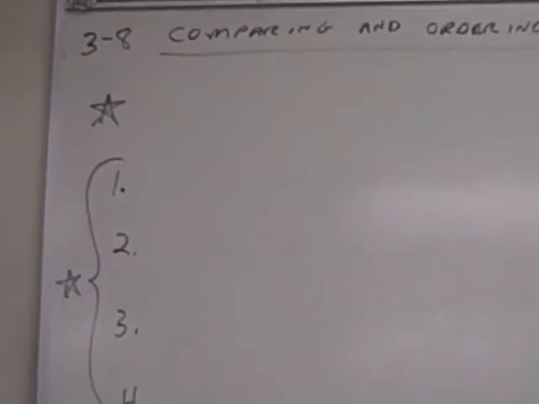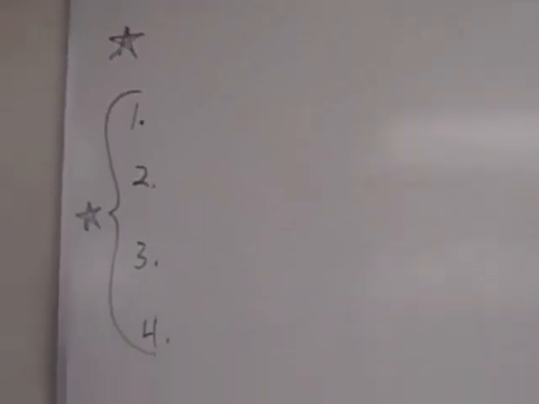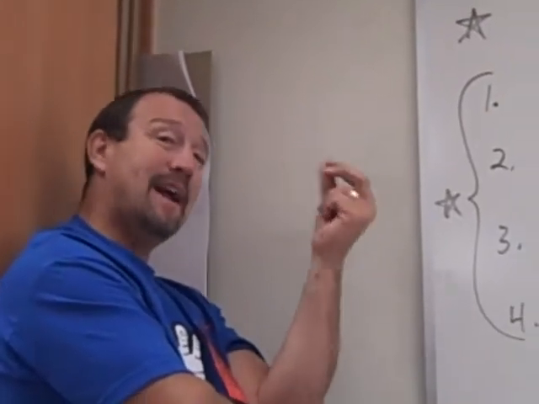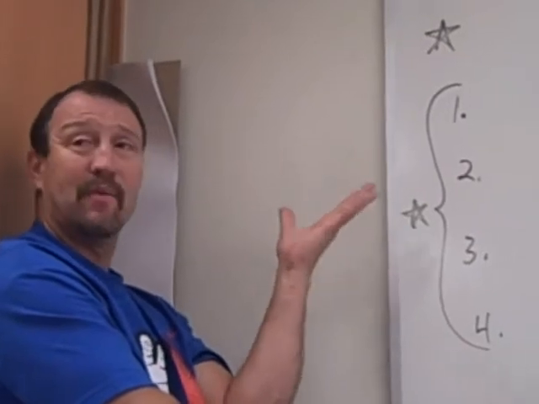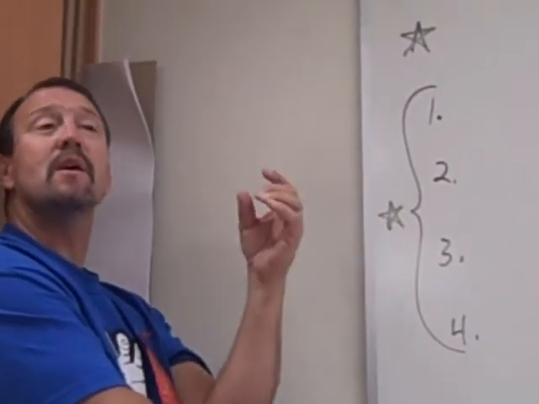Decimals, comparing and ordering. Now let's go back to thinking. We've already compared and ordered fractions. How did we define the word comparing back then? Because I don't want to do it again. We've already done it once. What does compare mean when we're dealing with mathematics?